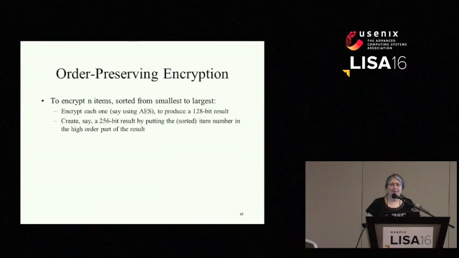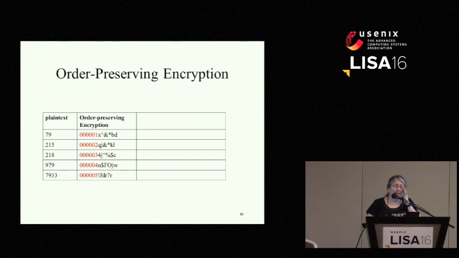So the way to do that is encrypt n items sorted from the smallest to the largest. Just encrypt them with any old thing like AES or whatever, and then you create, let's say, a 128-bit result, but then you add to the high order part what number it was in the sorting. So for instance, 79 got encrypted to whatever's in the black there, but you append a 1 because it was the smallest thing, and then you append a 2 to the next one, and so forth. But this means that ahead of time, you had to know which one was 1, 2, 3, 4, and 5.